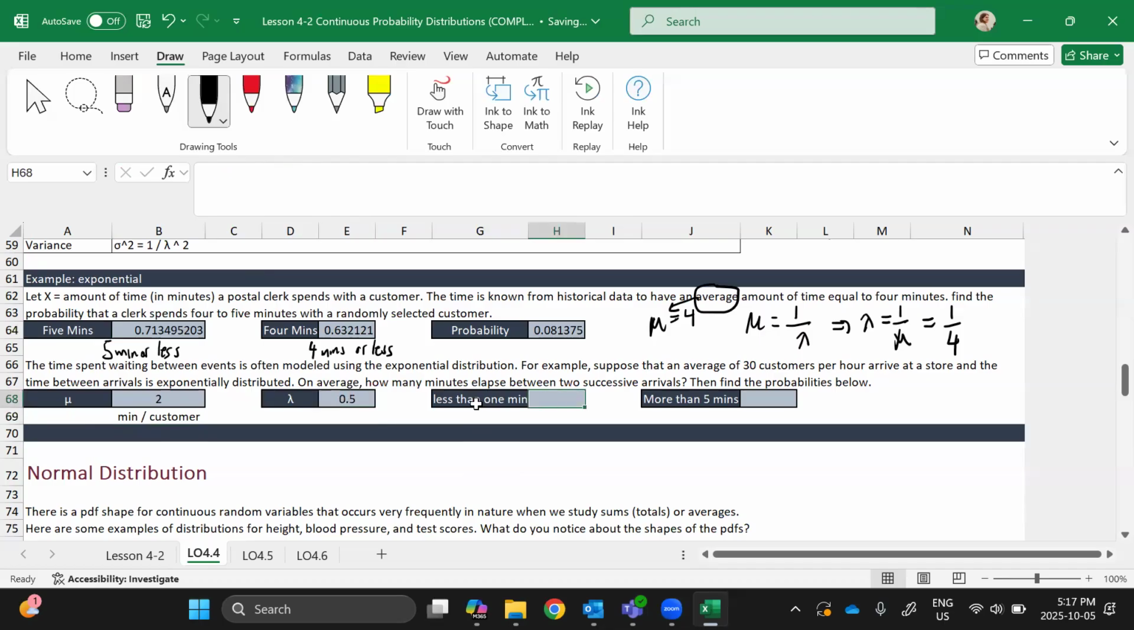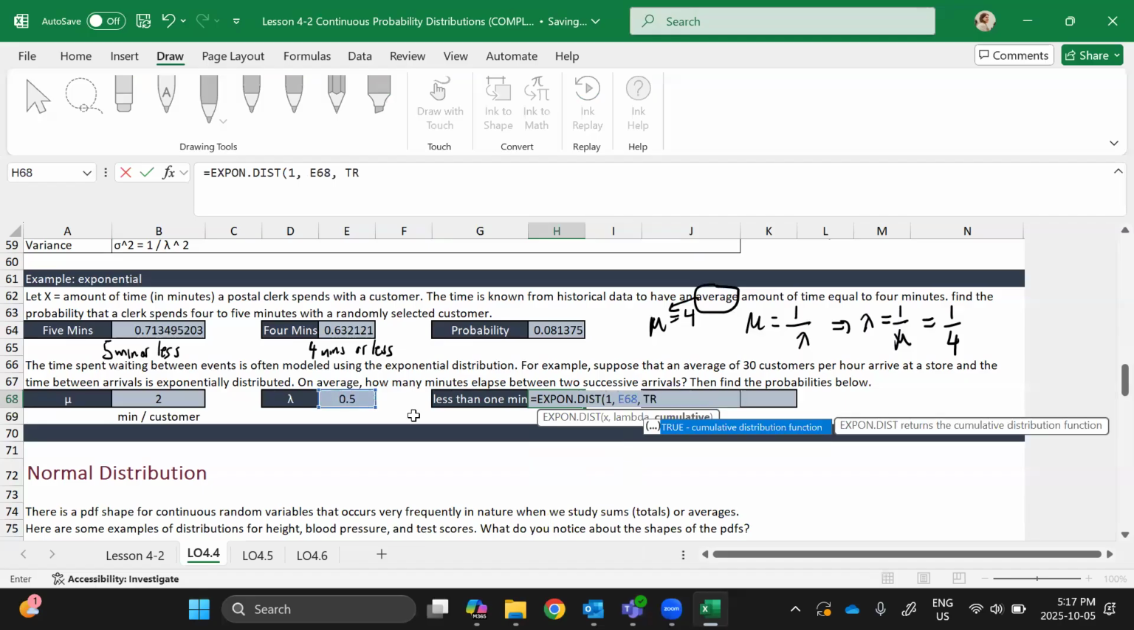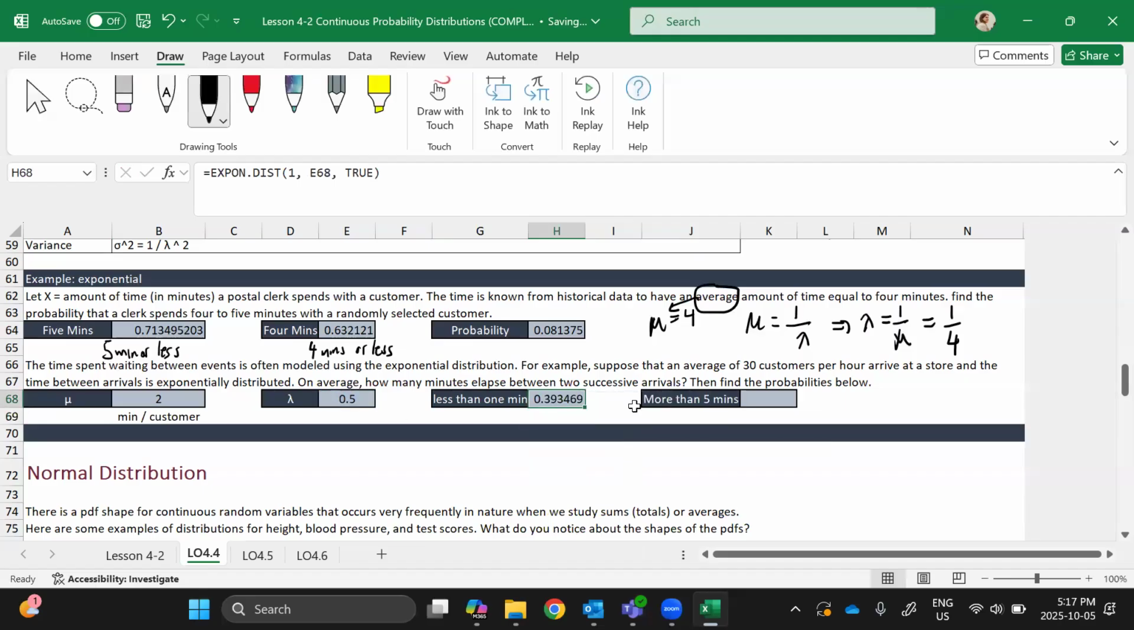Then if you want to find the probability following the exponential distribution that a customer would be served or arrive in less than 1 minute, you'd use the exponential distribution function, put in the value from the question, 1 minute, use your lambda, and always set cumulative to true. There's about a 39% chance of that happening.